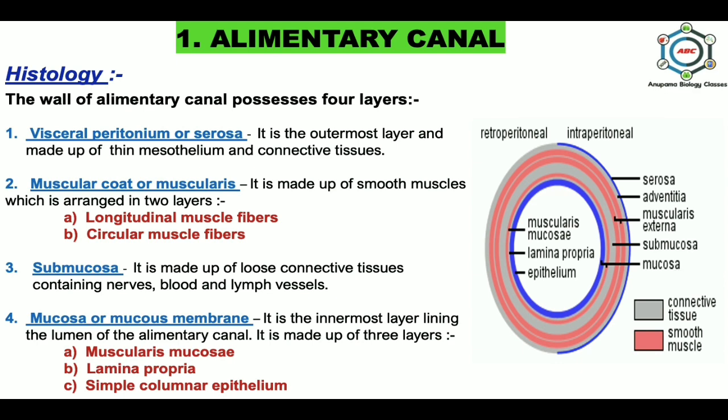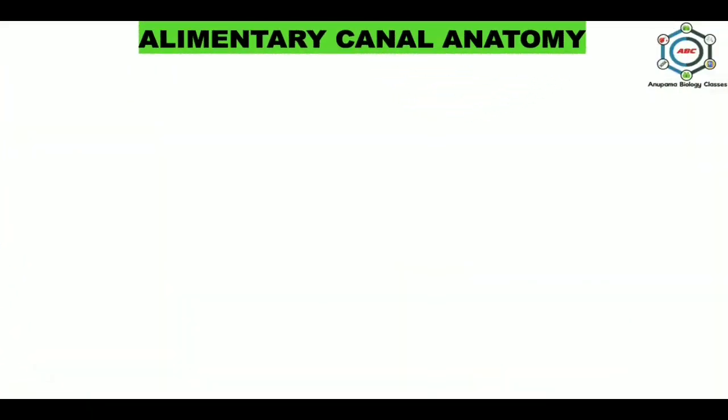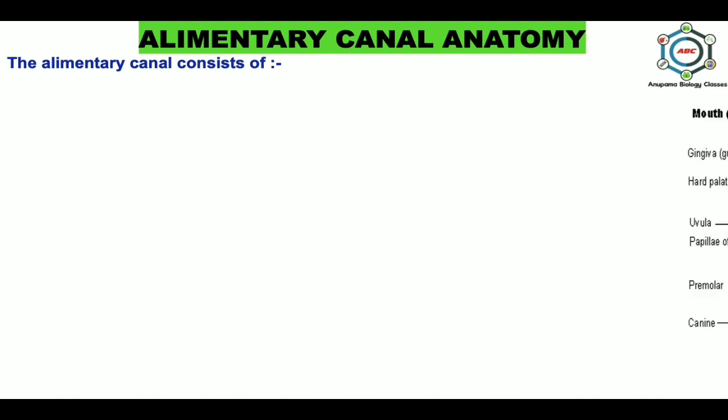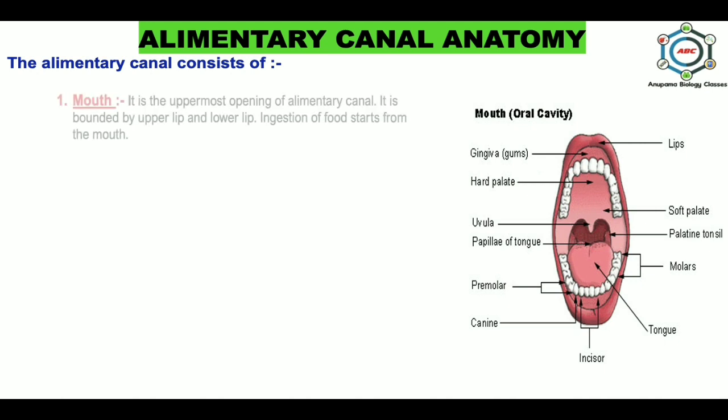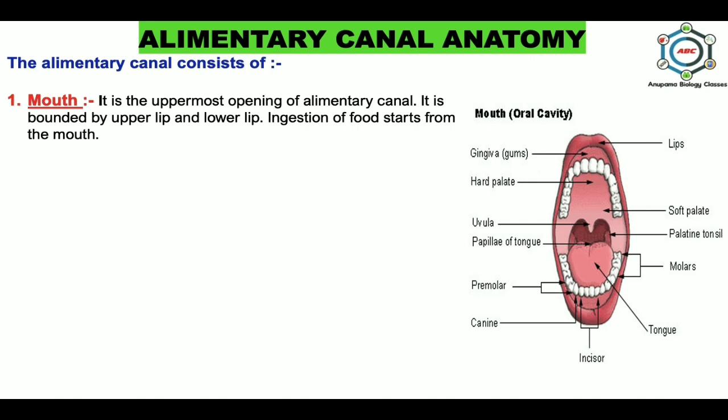Then, parts of the alimentary canal, or alimentary canal anatomy. The alimentary canal starts from the mouth and completes on anus. So the first one is the mouth. You can see in the picture the structure of the complete oral cavity. So mouth is the uppermost opening of the alimentary canal. It is bounded by upper lip and lower lip, and the ingestion of food starts from the mouth.